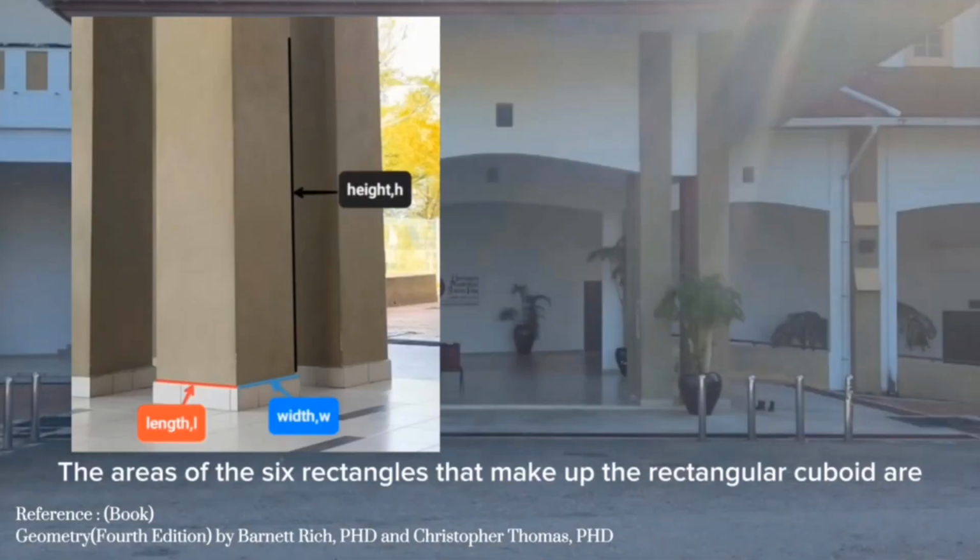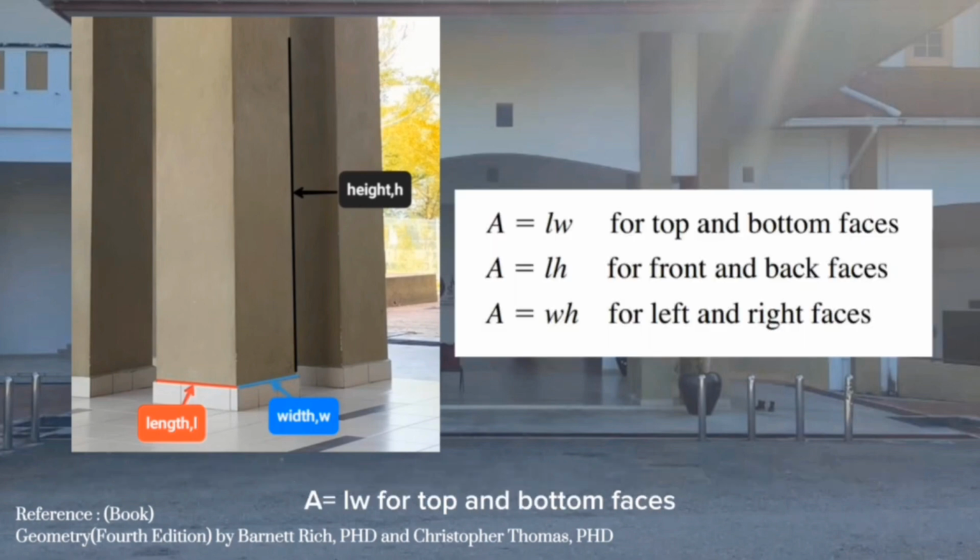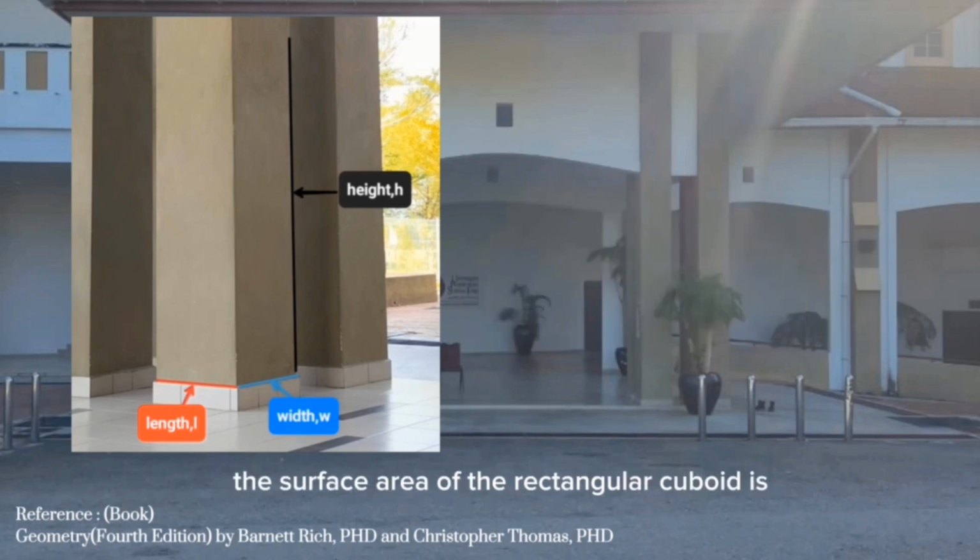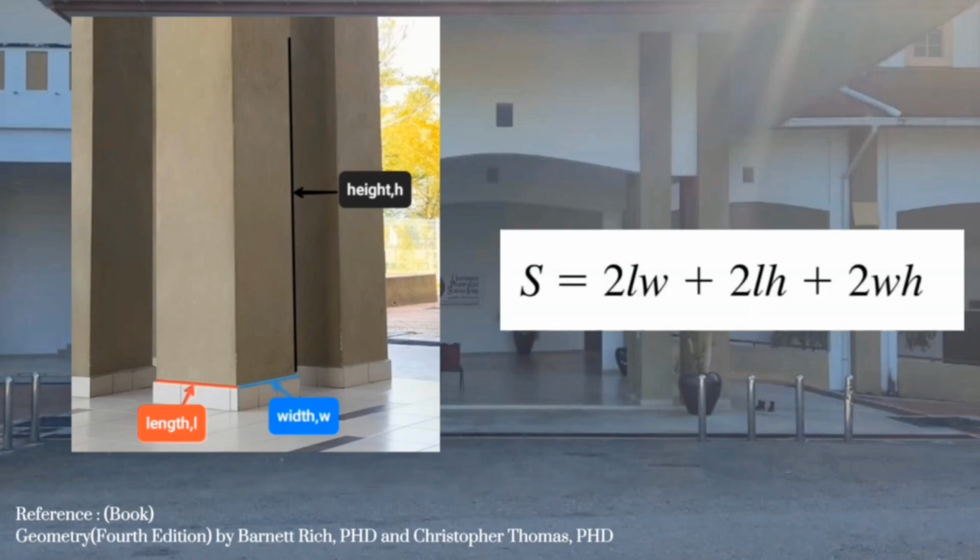The areas of the 6 rectangles that make up the rectangular cuboid are A equals LW for top and bottom faces, A equals LH for front and back faces, A equals WH for left and right faces. The surface area of the rectangular cuboid is S equals 2LW plus 2LH plus 2WH.